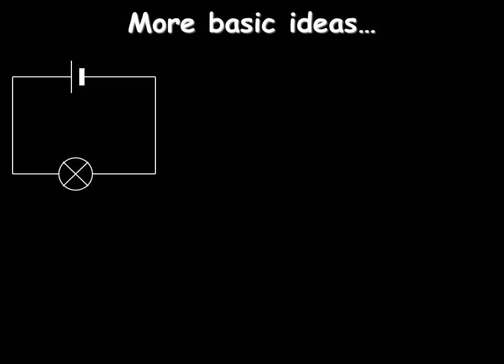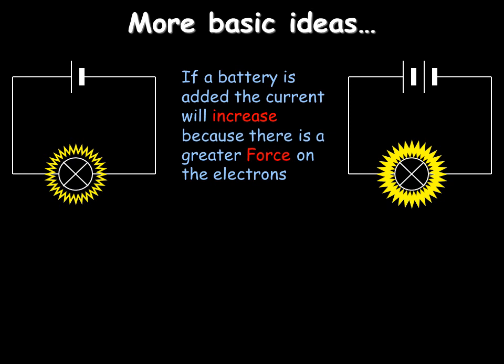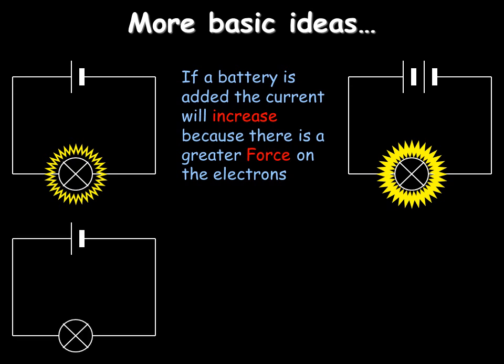So let's take a look at some simple circuits. Here's a cell and a bulb. The bulb will light. What would happen if you had two cells? Well, you could represent it here. More light, more energy would come off because you've got more energy given to the bulb. So the idea is that if you add more batteries or more cells together, you get more force, you get more energy, you get brighter bulbs.